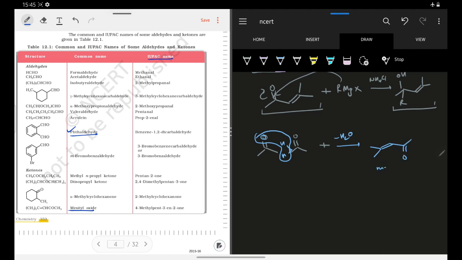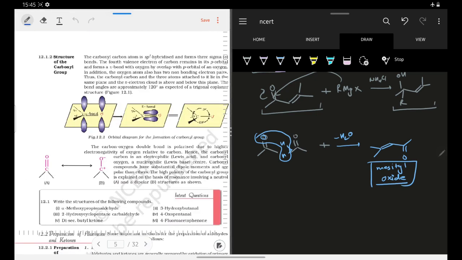which is your mesityl oxide. So instead of cramming the structure of mesityl oxide, you just remember this much: mesityl oxide is nothing but the aldol condensation product of two acetone molecules. If you remember this much, then it is more than enough for you. So you will be able to remember mesityl oxide. Okay, chalo, let us try to move further.